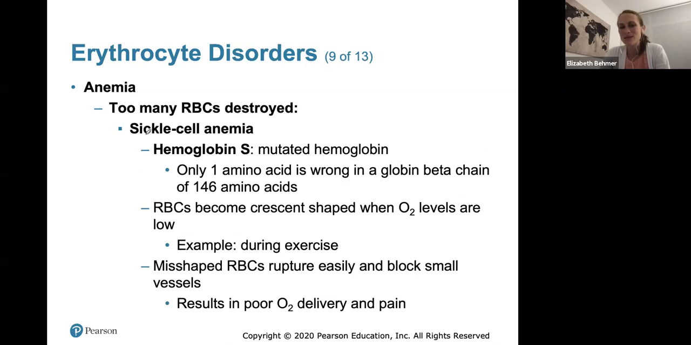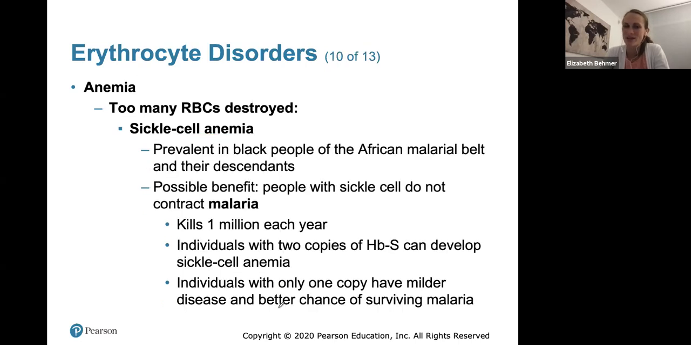And then sickle cell anemia, I don't know specifically if I asked you a question about this, but I include it because in your future medical careers, you might come across this. And I just want you to be aware that at least you've heard it before, even if you don't remember what it is. But basically, it has a mutated hemoglobin. The red blood cells become crescent shaped, so they look sickle, and they just can't carry as much oxygen as possible. So it results in poor oxygen delivery as well as even pain because the misshapen red blood cells can block small vessels.